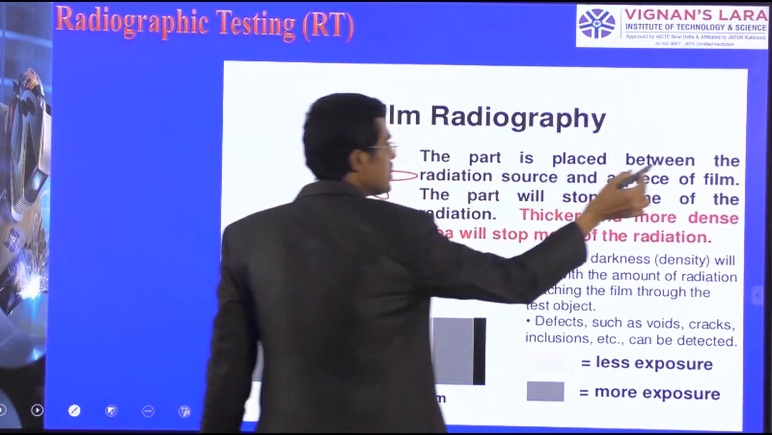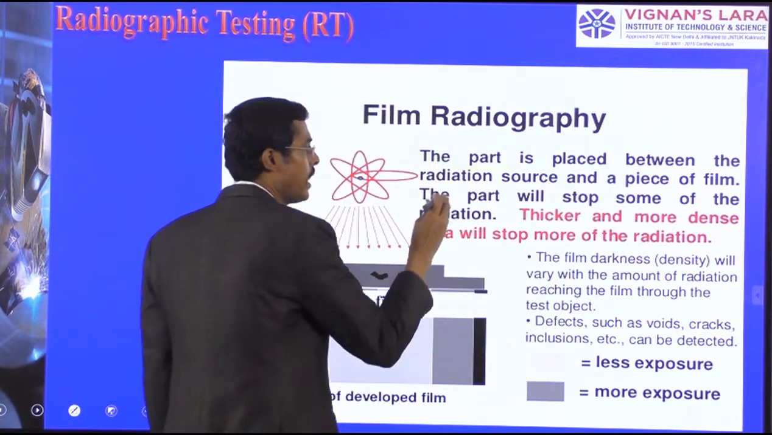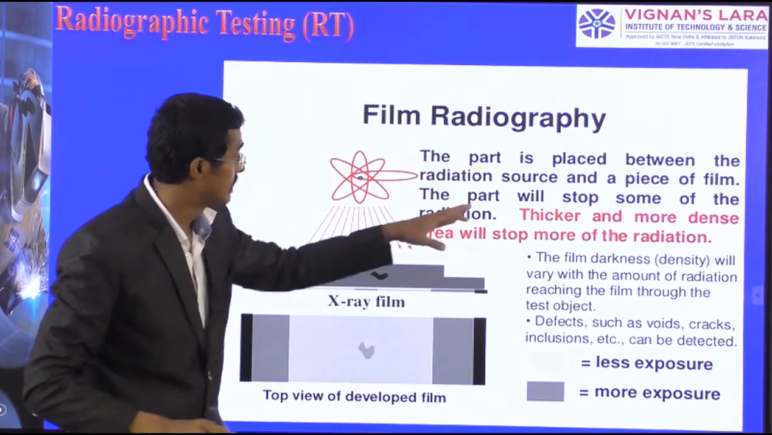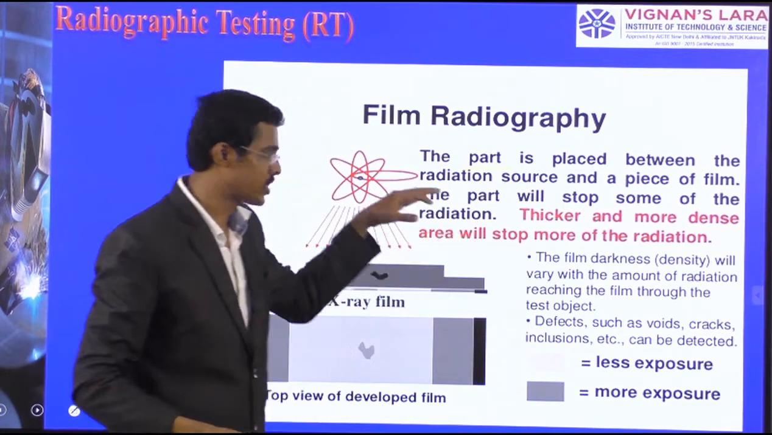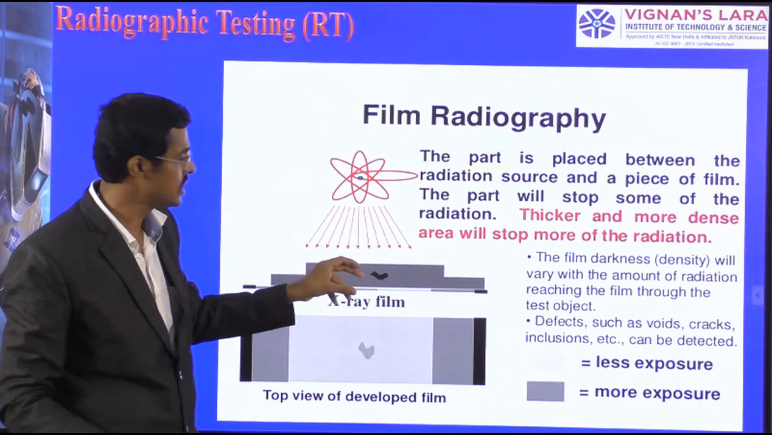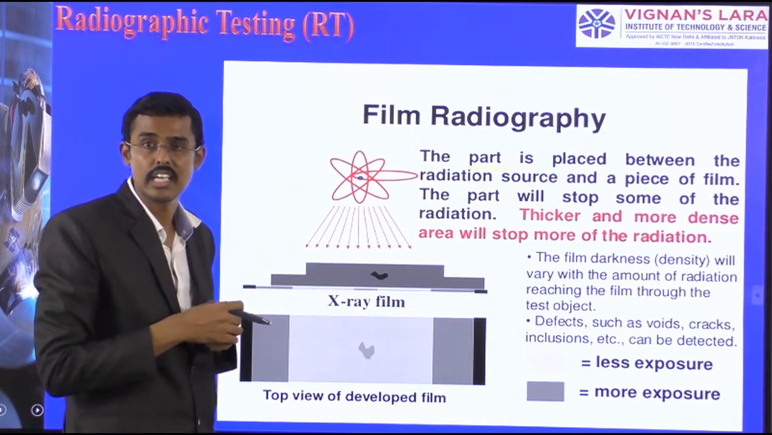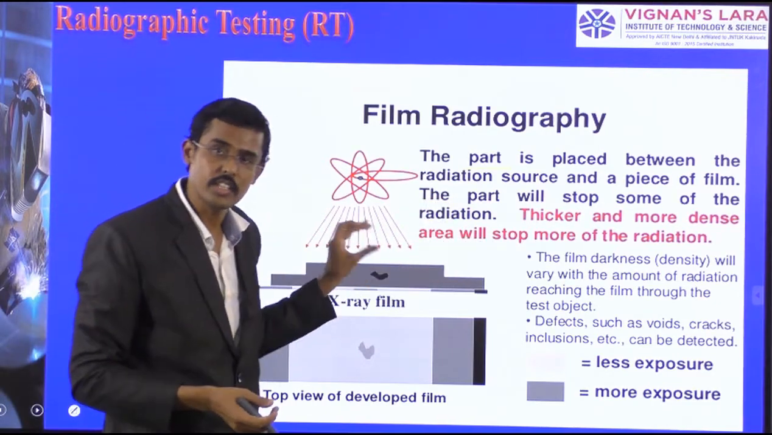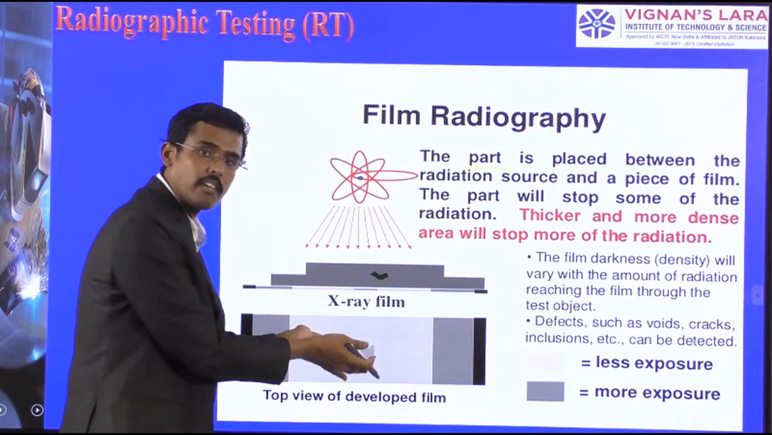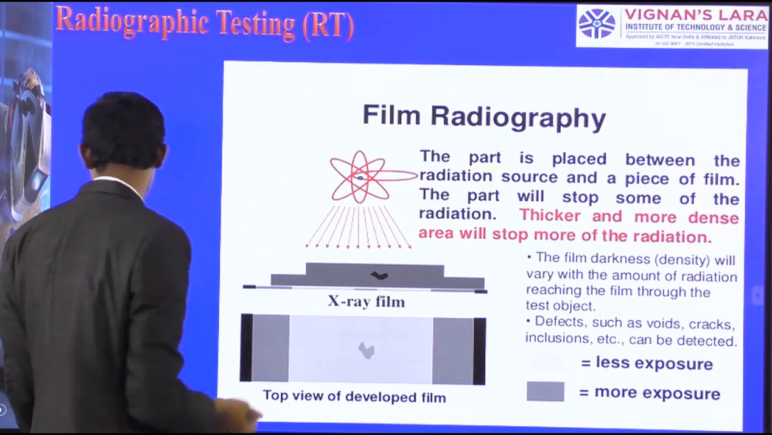A part is placed between the radiation source and the piece of film. The part will stop some of the radiation. The thicker and denser area will stop more radiation. Denser means if there are tungsten inclusions or any slag inclusions, that is a density. It will stop more radiation. If more radiation is stopped, the falling will be less and the film will be whiter. Easily we are able to find those defects.